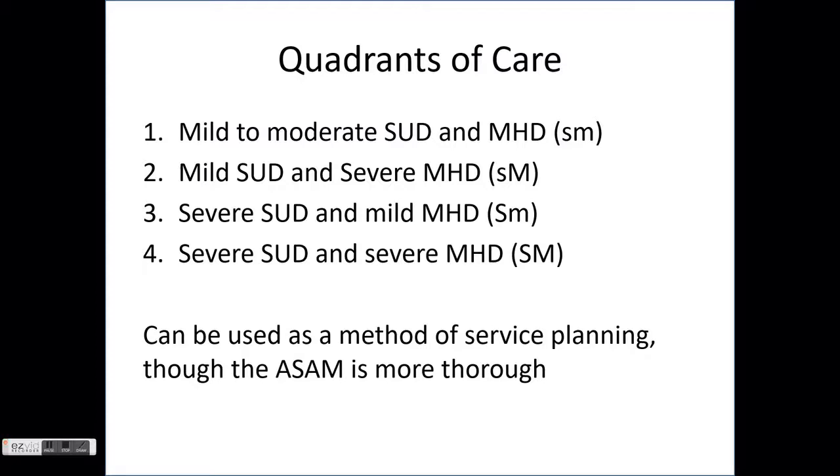So, for instance, the first one is mild to moderate substance use and mental health. For number 2, it's a severe mental health disorder, so the abbreviation is a small s and large m to indicate the severe mental health disorder. So on and so forth for the other categorizations. Basically, this is just a way of conceptualizing the relative severity of either of these co-occurring disorders and in order to help you decide on placement and care, which we'll talk more about later on.